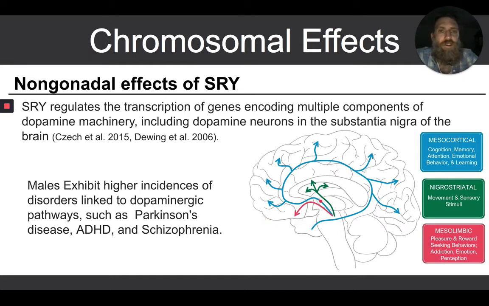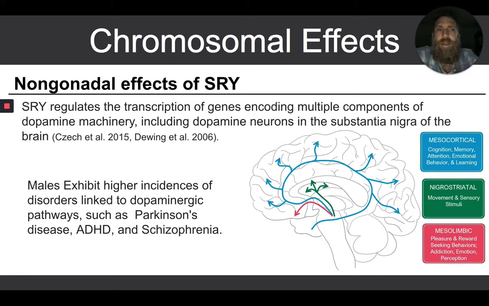And then also it fans out throughout the cortex, which is the part of the brain that you think about that defines humans from other animals. That's the part of our brain that is really big compared to other animals. So it's involved in cognition, memory, attention, emotional behavior, and learning.